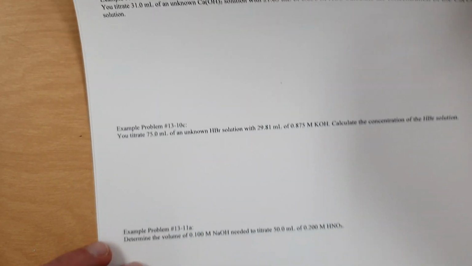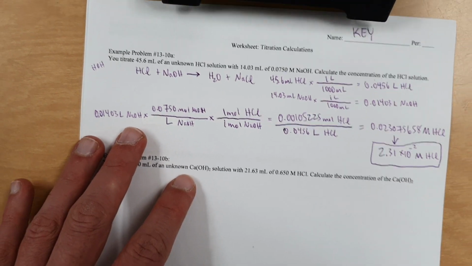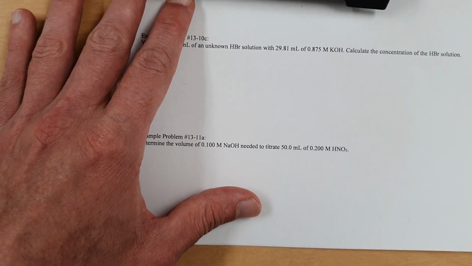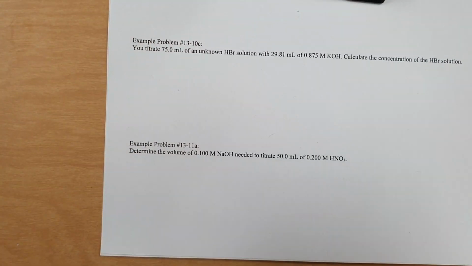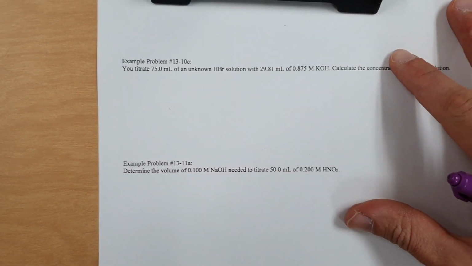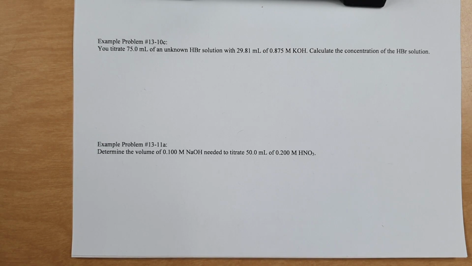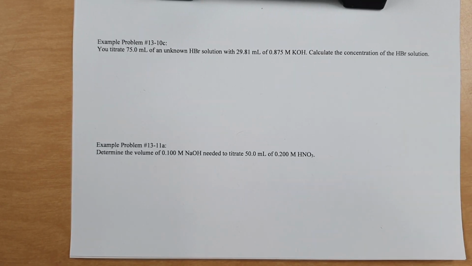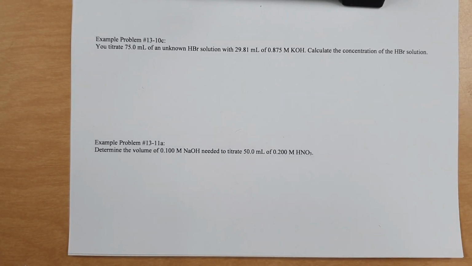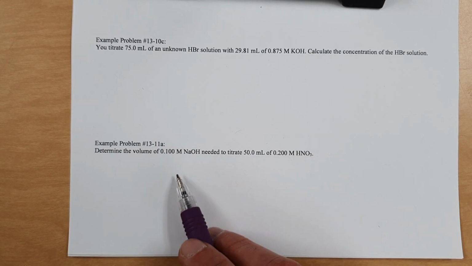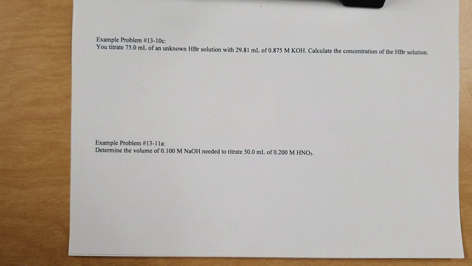Okay, so let's look ahead now to another one. Determine the volume of 0.1 molar sodium hydroxide needed to titrate 50 milliliters of 0.2 molar nitric acid. So once again, you're giving information about one chemical and asked about another. You need to do stoichiometry. Time for balanced reaction.